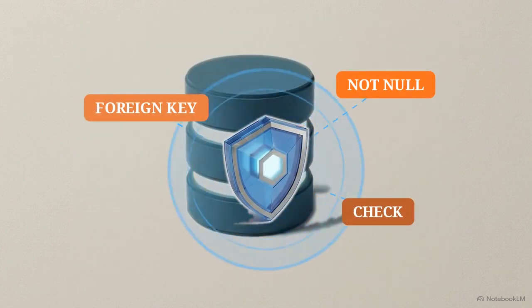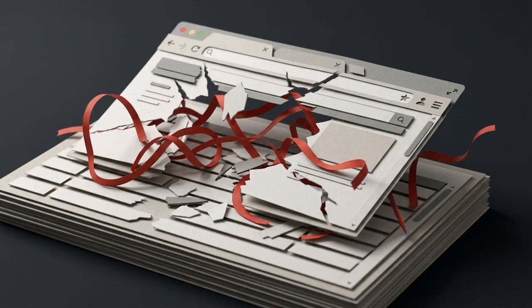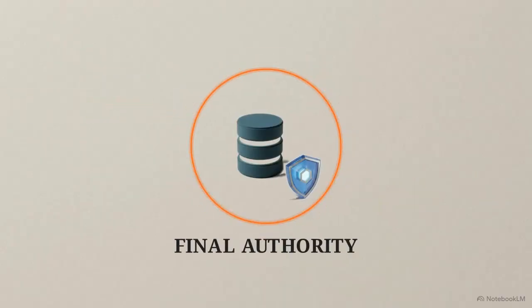These rules must be enforced at the database level. If you rely solely on your front-end UI to protect data integrity, a single API bypass will corrupt your records. Ultimately, the database is the final authority.